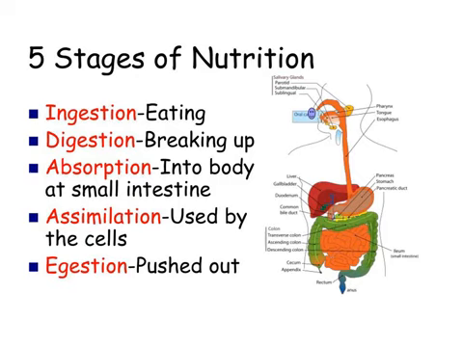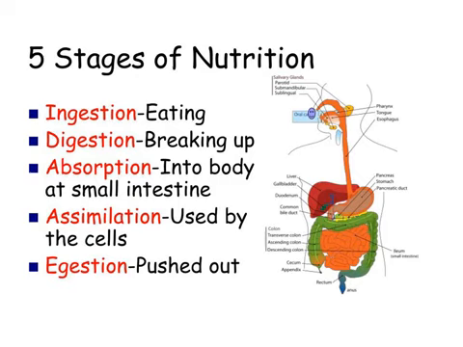The second is the digestion. This stage involves breakdown of complex and insoluble food particles into smaller, simpler, and water soluble substances by the chemical action of different enzymes and digestive juices. The third is the absorption. In this stage, the simple soluble substances are absorbed by the body.